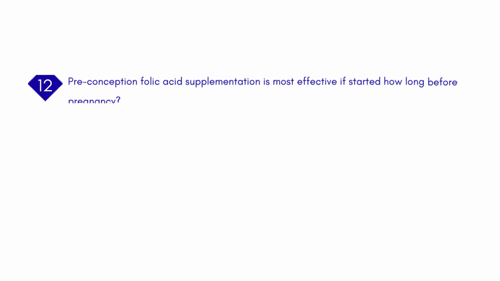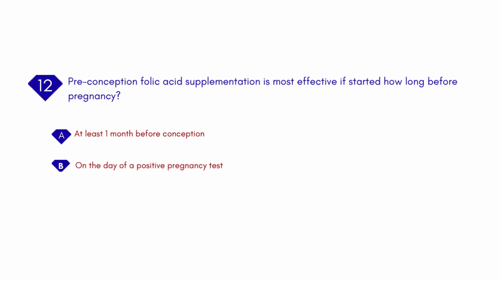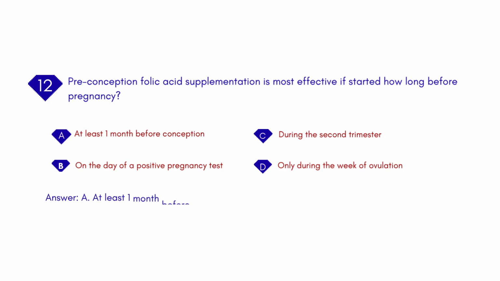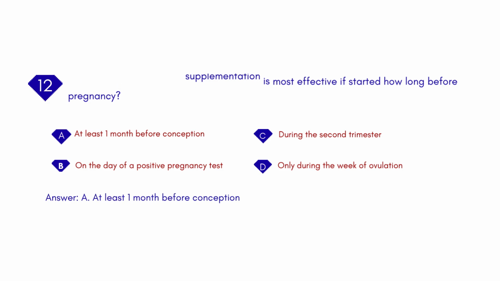Preconception folic acid supplementation is most effective if started how long before pregnancy? A. At least 1 month before conception. B. On the day of a positive pregnancy test. C. During the 2nd trimester. D. Only during the week of ovulation. Answer: A. At least 1 month before conception.